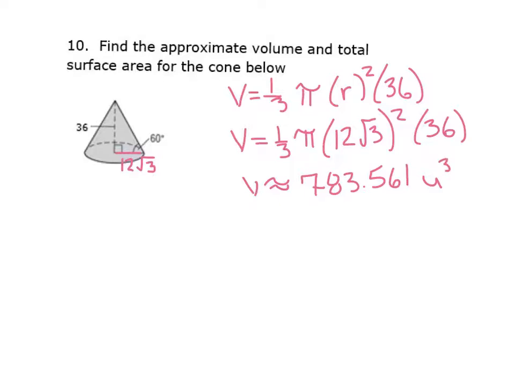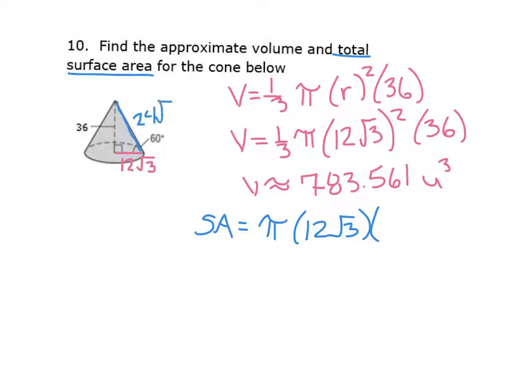Then we're going to find the total surface area. So this is where we're going to be pi times the radius, which is 12 square root of 3, times the slant height. So our slant height here, it's still making a right triangle. This is across from 90, which means it's 2x. So it's going to be 24 square root of 3.